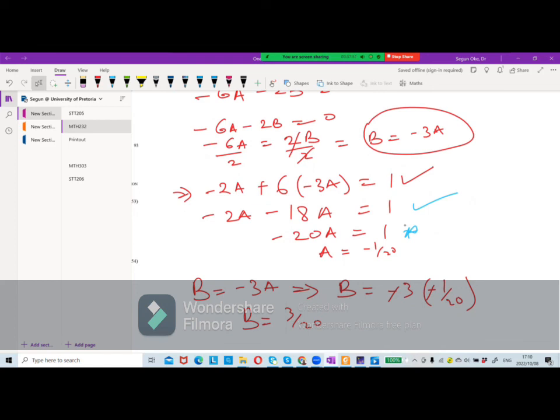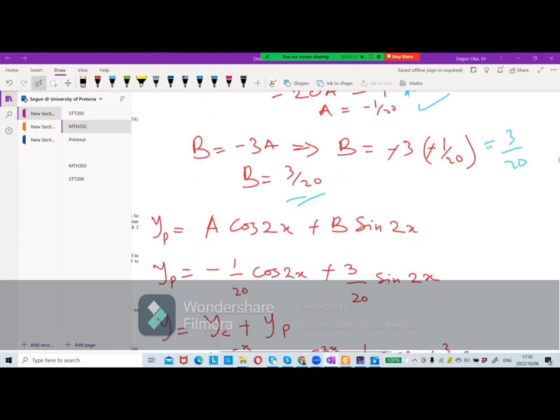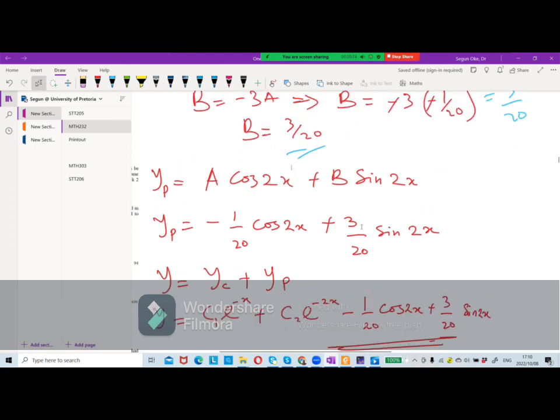So at the end of the day, you have a equals negative 1 over 20. And remember, we still need my b because b is not complete yet. I have b equals negative 3a. Substitute negative 1 over 20 into it. This will cancel this. You have 3 over 20. So we can substitute our values. Let's say our yp is equal to this. Let's substitute into yp. Our a now is negative 1 over 20. Substitute it here. Then our b is 3 over 20. Substitute it here.